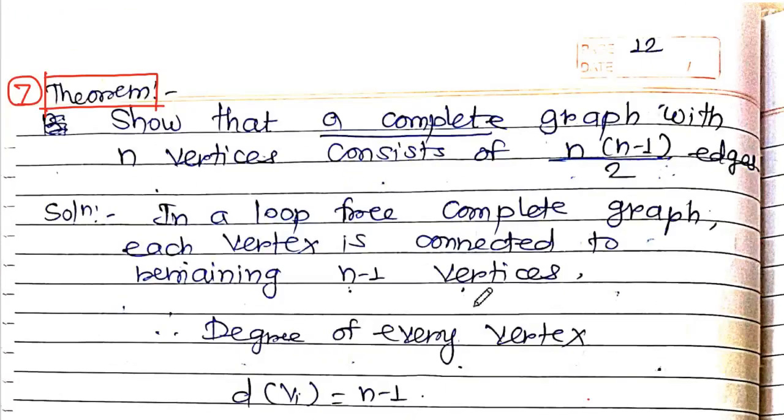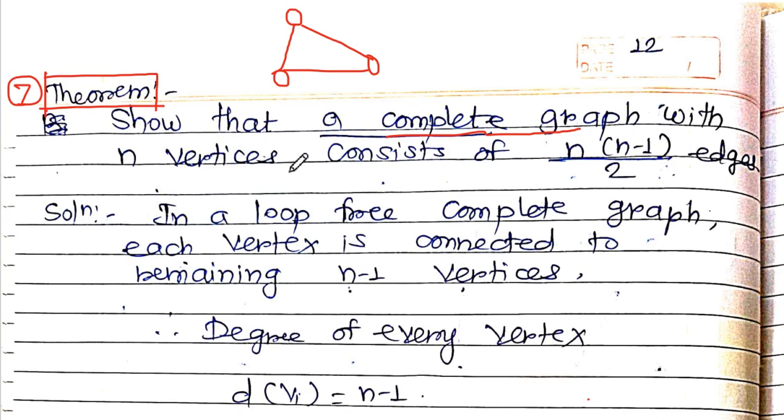Dear students, in this video we are going to study one theorem related to the complete graph. In the previous class we have seen the definition of a complete graph. A complete graph needs at least three vertices, and every vertex is connected to the remaining vertices. So this is called a complete graph.